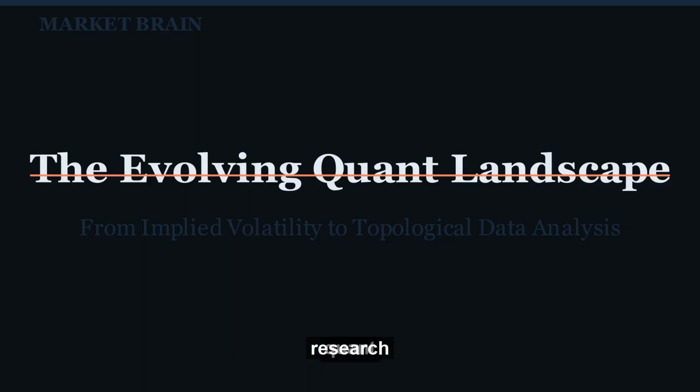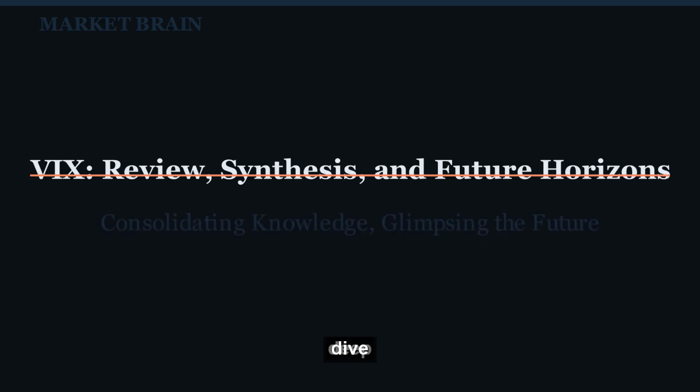The evolution of quant research is relentless, always seeking new ways to quantify the unquantifiable. Welcome to the final act of our deep dive into implied volatility and the VIX. Over our journey, we've dissected complex financial instruments, explored rigorous mathematical frameworks, and built a profound understanding of how markets price future uncertainty. This section isn't just a recap, it's a synthesis, connecting all the dots we've meticulously placed.